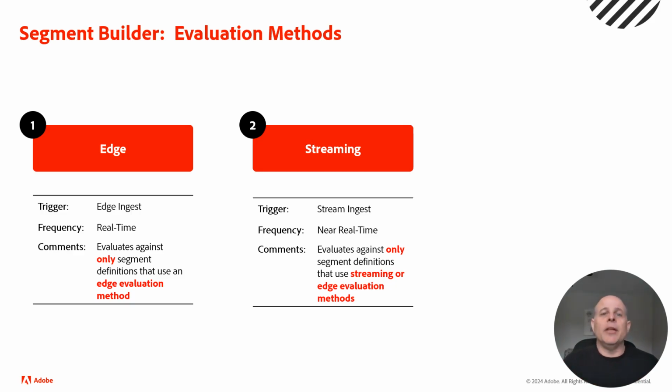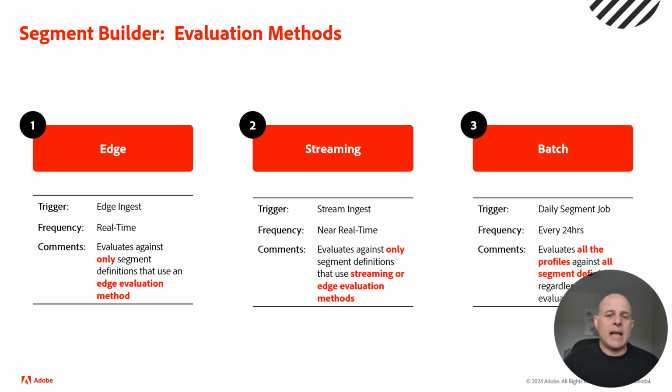The difference between that and streaming is streaming ingest also is triggered by real-time events that are flowing in, but these have to be on the hub. So all the information that comes in real time to the hub will kick off, as long as it's streaming ingest, as the data flows in. And this is in a near real-time fashion. It will evaluate both for audiences that are defined as having a streaming evaluation, as well as those that are defined as edge evaluation. So both edge and streaming will evaluate as streaming on hub.